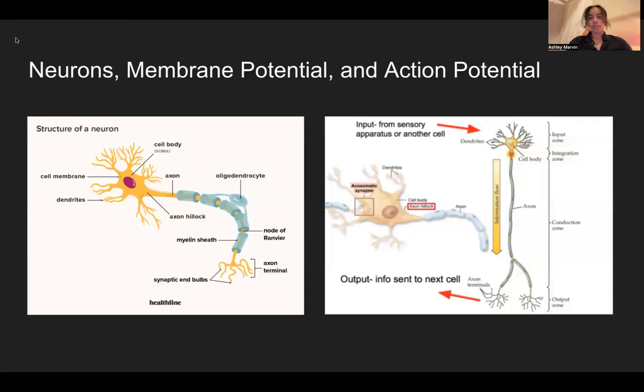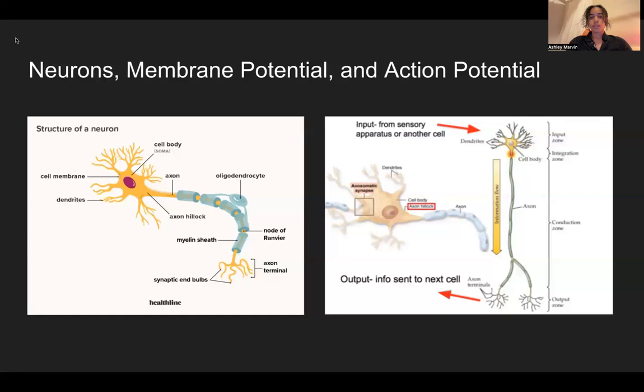Neurons. Neurons are nerve cells. They are the primary functional unit of the nervous system. The human brain has around 86 billion neurons. The neurons can be separated into four zones. The first zone is the input zone. This is where information is received from other cells. This information is received at the dendrites.